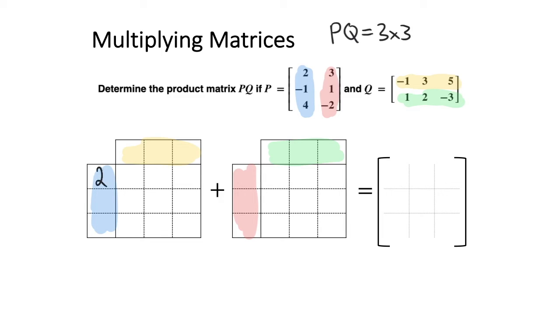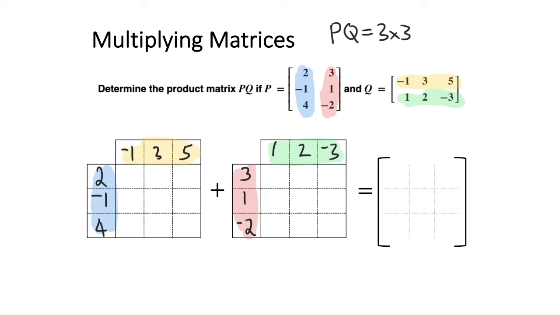So filling in the numbers into each of my tables, my first column from matrix P is going to be 2, -1, and 4. And then my second column from matrix P will be 3, 1, and -2. My first row from matrix Q is -1, 3, and 5. And my second row is 1, 2, and -3.